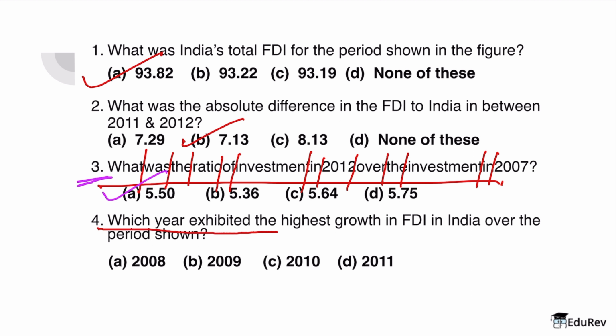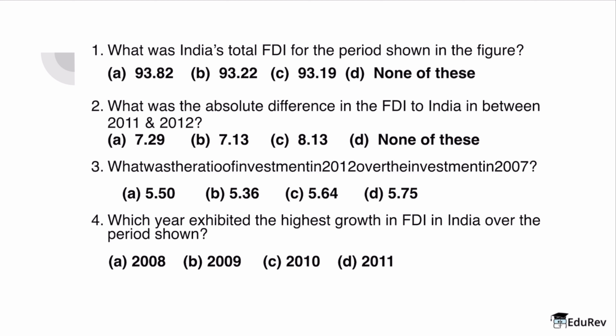Next is which year exhibited the highest growth in FDI in India over the period shown? So it can be seen that FDI in, oh my God, technology. Oh my God, it's irritating so much right now, but fine. Okay, let's read the question once more. Which year exhibited the highest growth in FDI in India over the period shown?